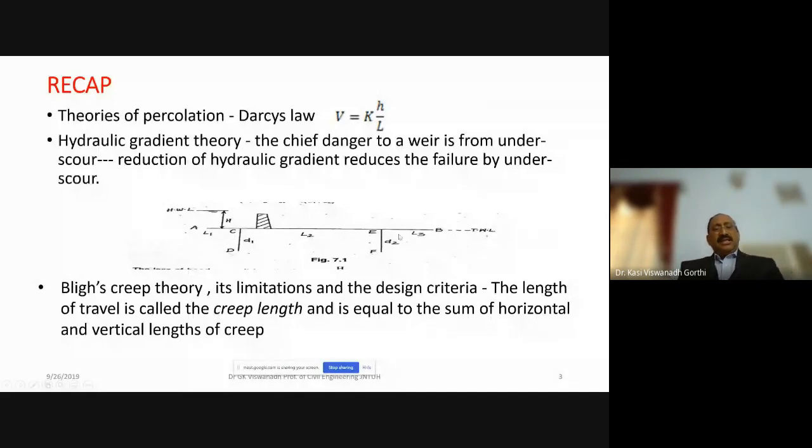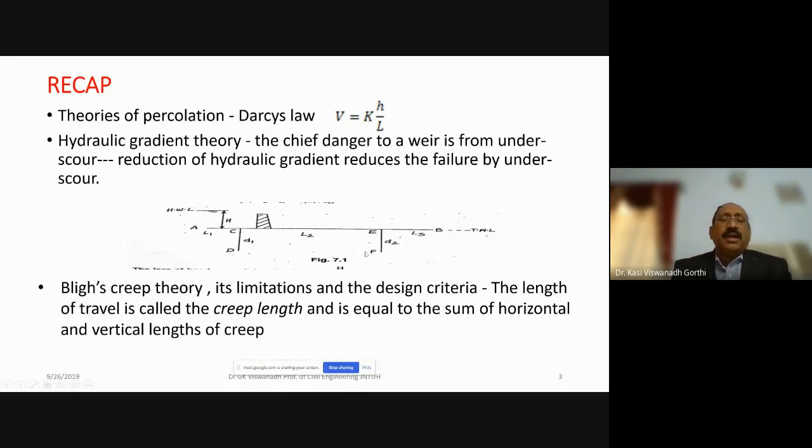The Bligh's creep theory, we discussed what are the limitations of the Bligh's creep theory and design criteria to arrive at the thickness at the different points. And basically, the simple principle in the Bligh's creep theory is the length of travel is called the creep length, which is equal to the sum of horizontal and vertical lengths of creep.